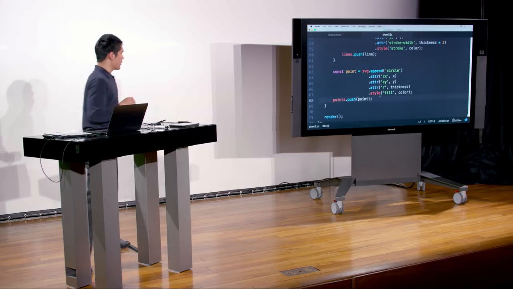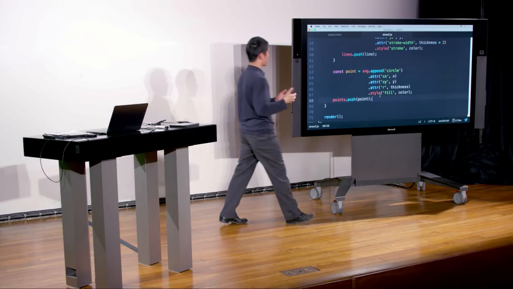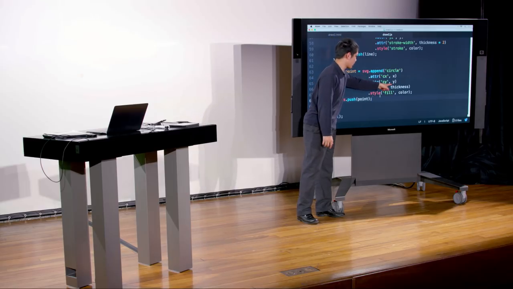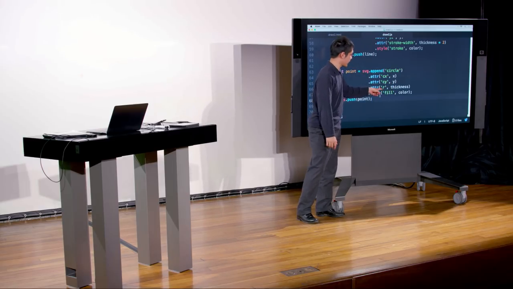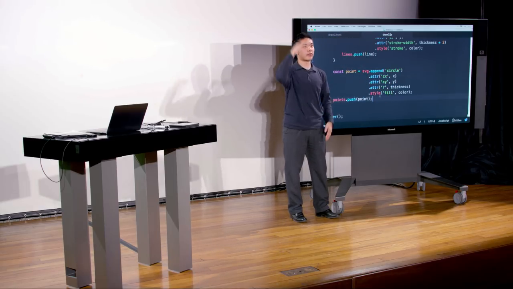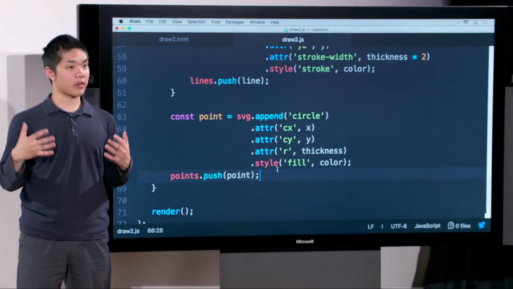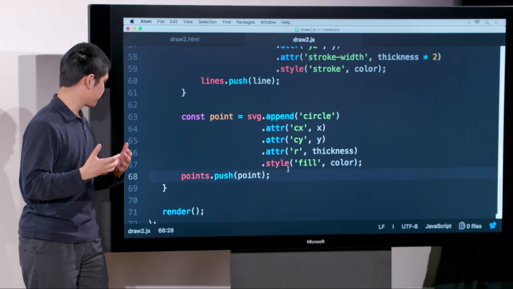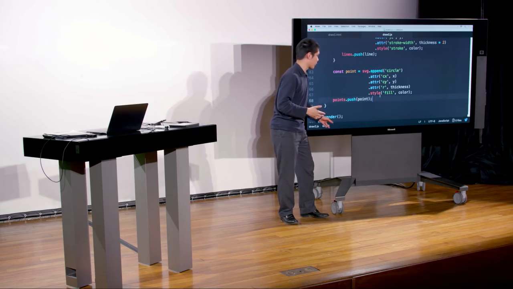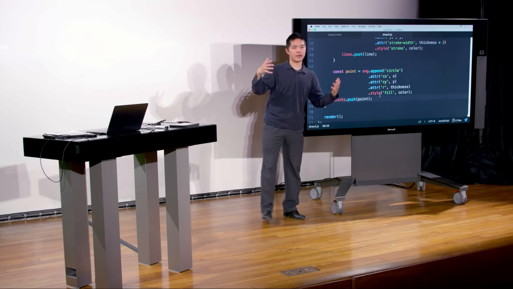Then finally, over here, we're actually going to add the point. So we're going to add a circle. It's going to have x and y center. It's going to have this particular thickness and this particular color. That was whatever the user selected in that dropdown. And then we're going to add that to our array of points as well so that we can keep track of all of them. Then we make sure that we actually do the rendering that causes everything to render.